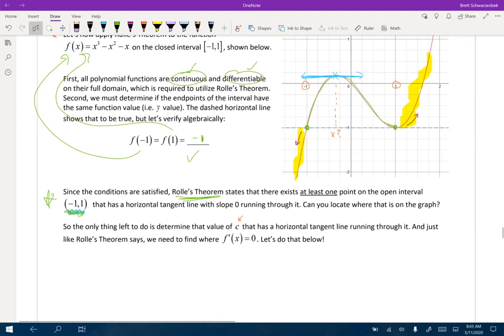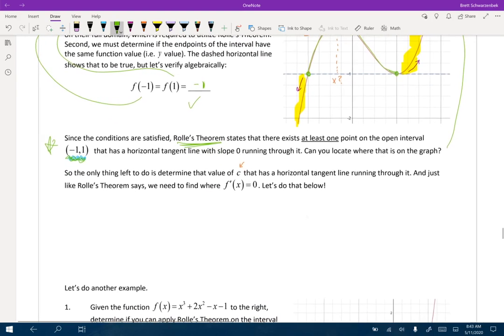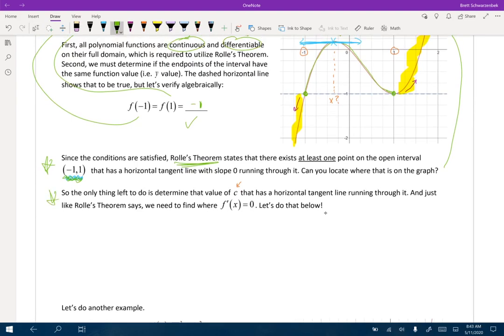Okay, so it said, can you locate that in the graph? Obviously, that is here, our little point there. It says the only thing left to do is to determine the value of c, so basically x, that has a horizontal tangent line running through it. And just like Rolle's theorem says, we need to find where f prime of x equals 0. Okay, so how do we do that?